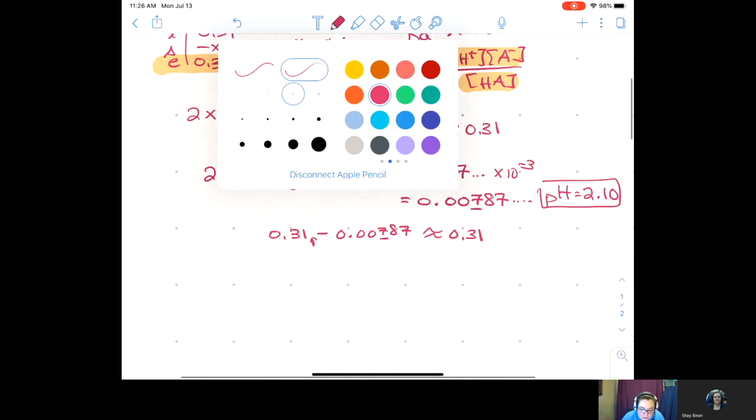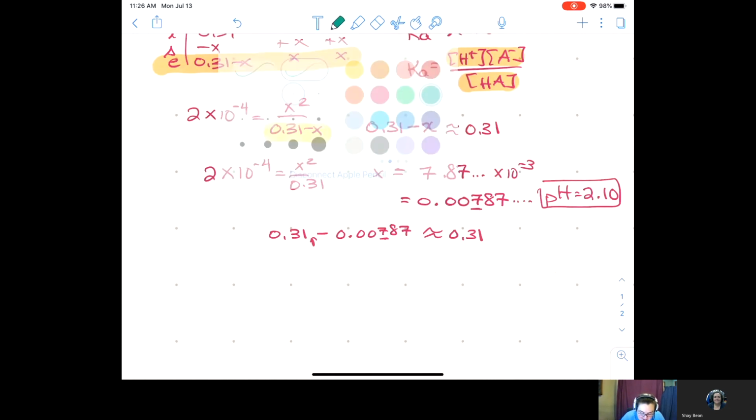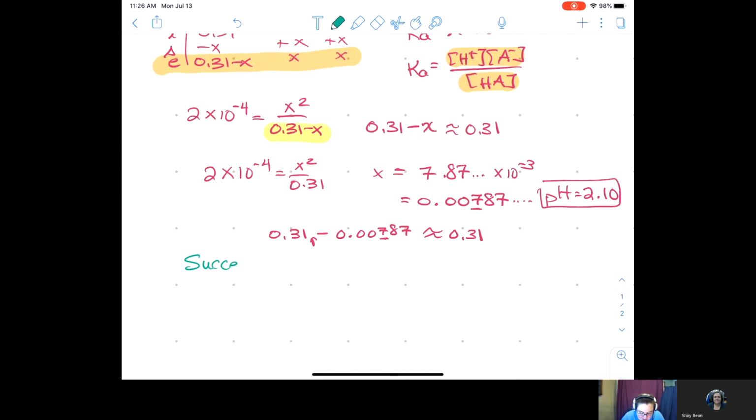So we're going to do the method known as successive approximations. I think I spelled that right.